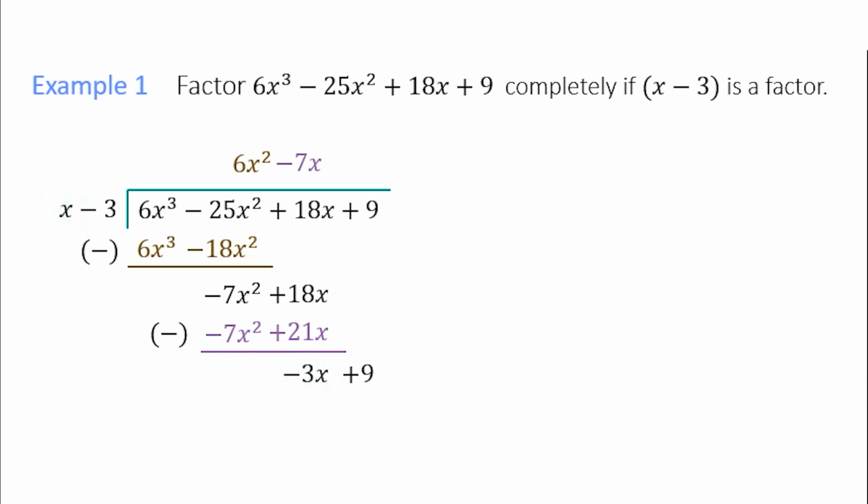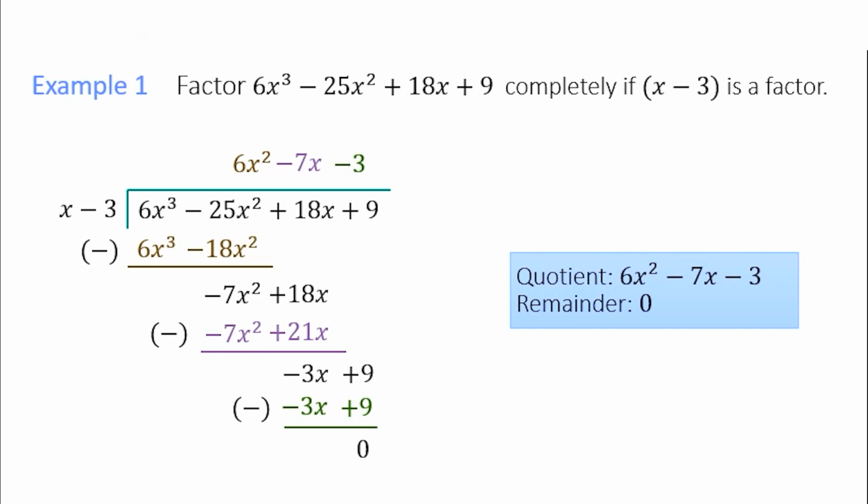Now again, only with x. I'm only focusing on the x. So I get negative 3. Now I do the multiplication again. So negative 3 times x is negative 3x. And then negative 3 times negative 3 is plus 9. I do the subtraction as a last step, and I will get 0. So this means that my quotient is 6x squared minus 7x minus 3. And my remainder is 0. Whatever number or polynomial I receive here after the last step is done, that is my remainder.